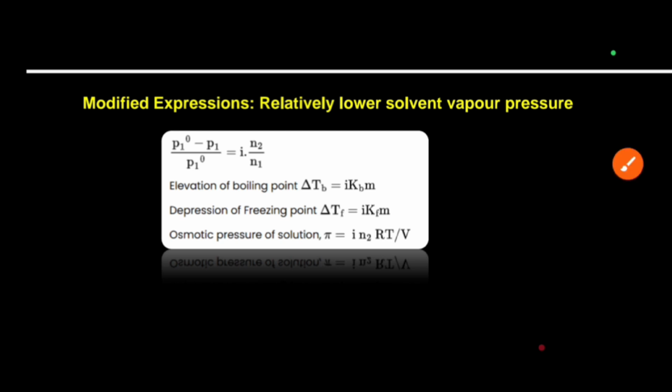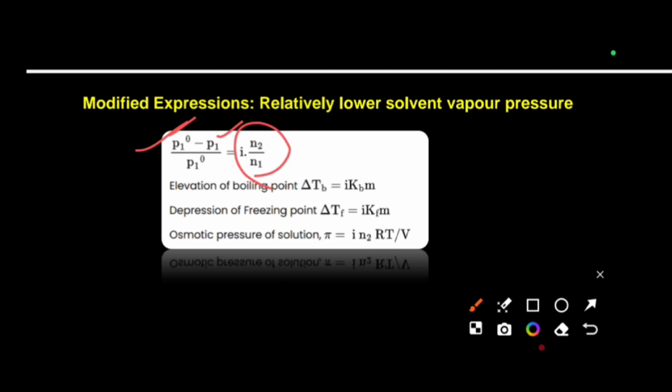So you can see here the expression is given for RLVP, that is P1 naught minus P1 divided by P1 naught. So what is given here? P1 naught is the vapor pressure of the pure solvent, and P1 is the vapor pressure of the solution. We have done this expression. Whenever you are taking an electrolyte, you have to write the Van 't Hoff factor with mole fraction. This is mole fraction, but it is used for the dilute solution.